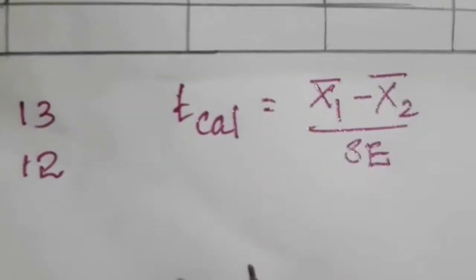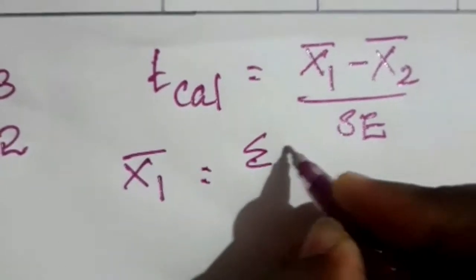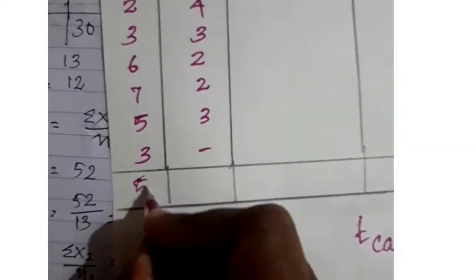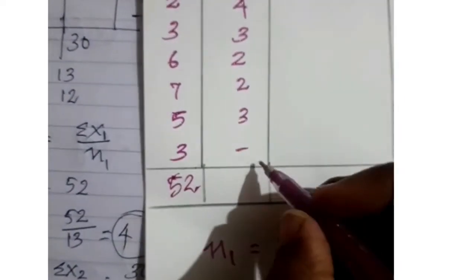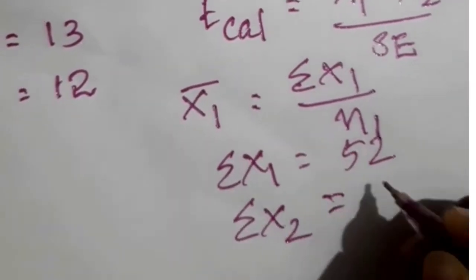First what we have to find out, x1 bar is equal to sigma x1 divided by n1. So here first calculating sigma x1, we have to sum up all these values, then we will get sigma x1. Okay, so when we will be calculating this, we will get 52. And here sigma x2, when we will be calculating this, we will get 30. Sigma x1 is equal to 52 and sigma x2 is equal to 30.